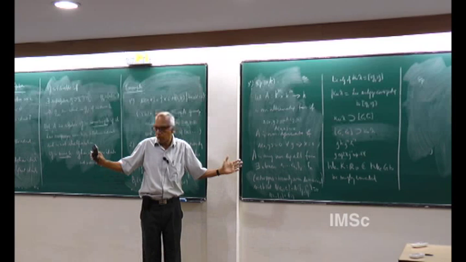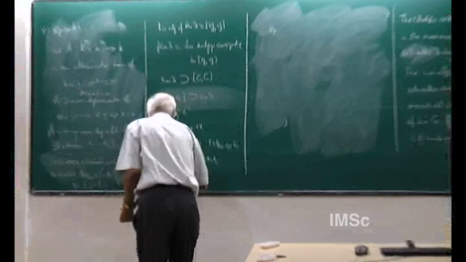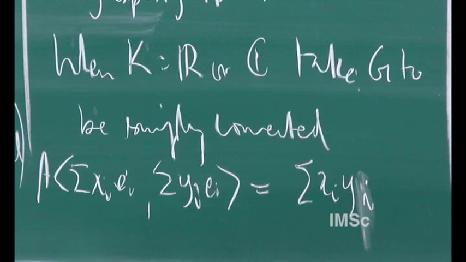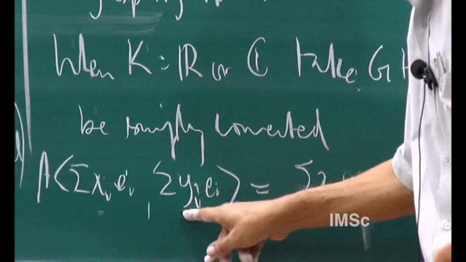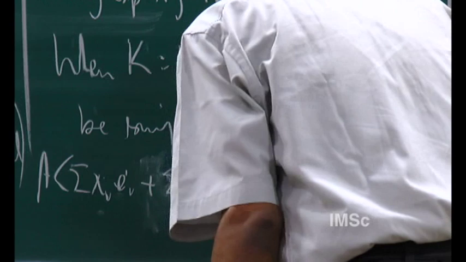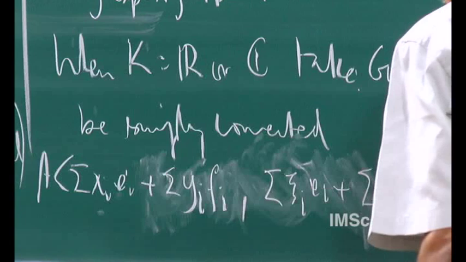If you like, if you use this basis, sigma xi ei, A of sigma X, sigma Y becomes simply sigma xi yi. Ei and fj also make zero product. Sorry, I got it all wrong, sorry. I didn't do it right. I should put it like this: sigma psi i ei plus sigma eta i fi, and the form equals sigma xi i eta i minus yi psi i.